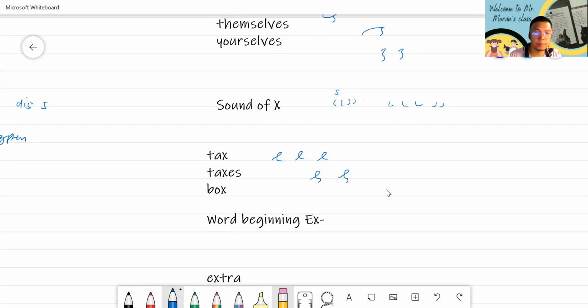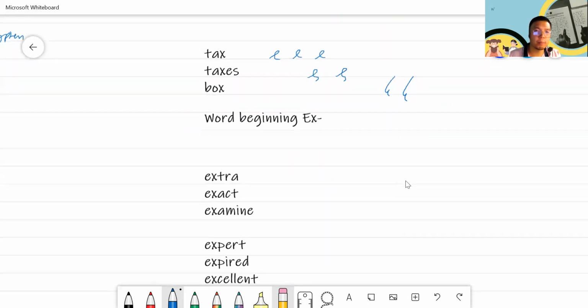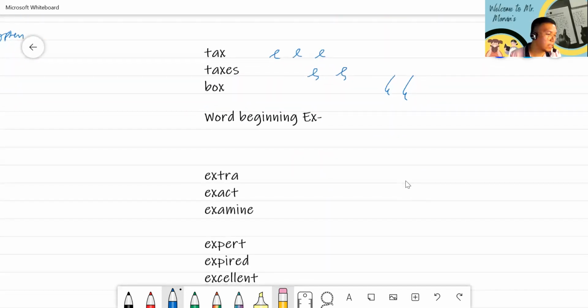All right, box. We have the B, O, X. Again, B, O, X for box. All right, let's move on. Of course, let's proceed with the word beginning X. So the word beginning X is represented by a combination of E and the X symbol, or the slanting one, no? E and S, sorry, E and S.